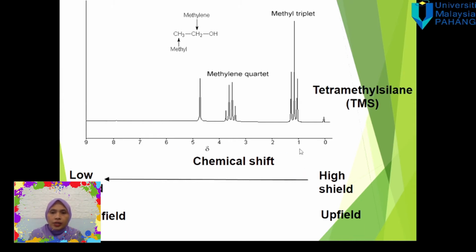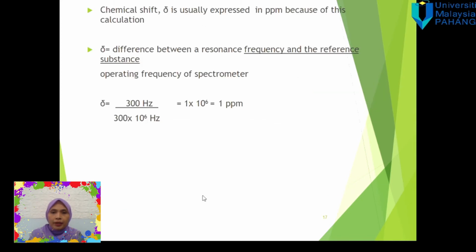And this value is called chemical shift, and the symbol is sigma, and the unit is parts per million. If you can see, parts per million. Just now I said chemical shift is the frequency of your substance divided by the operating frequency of the spectrometer.